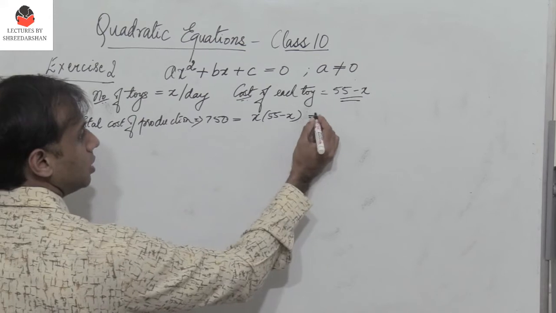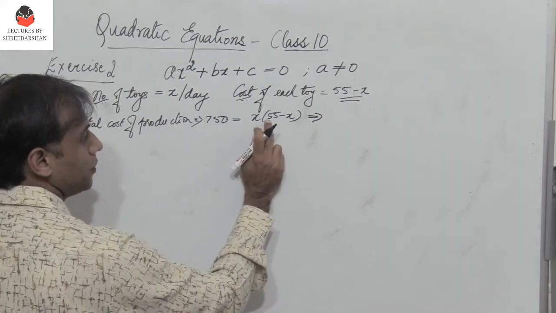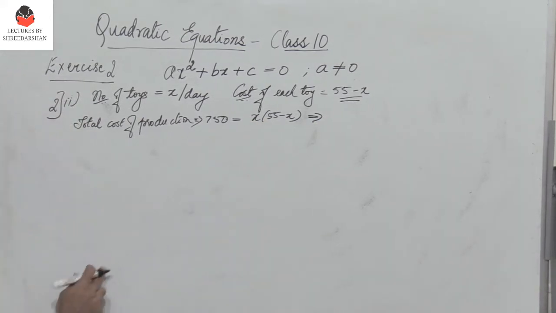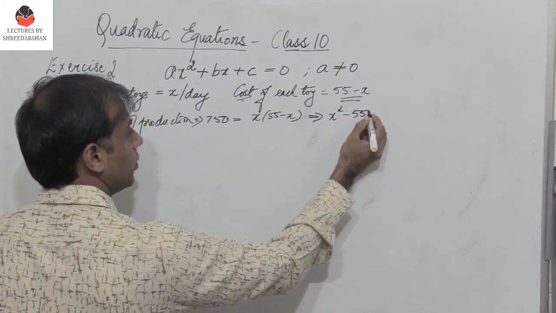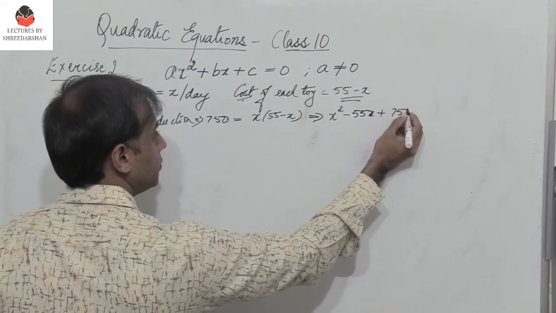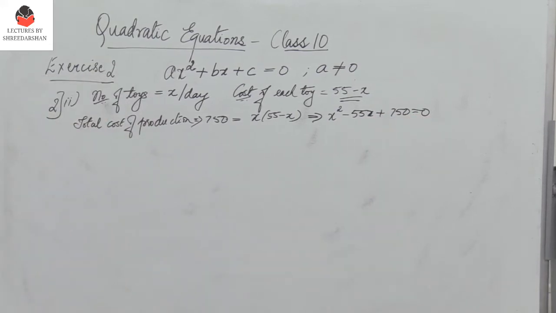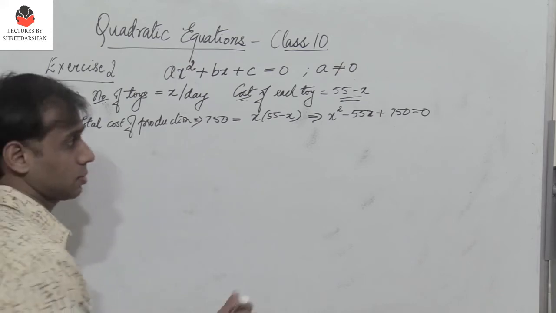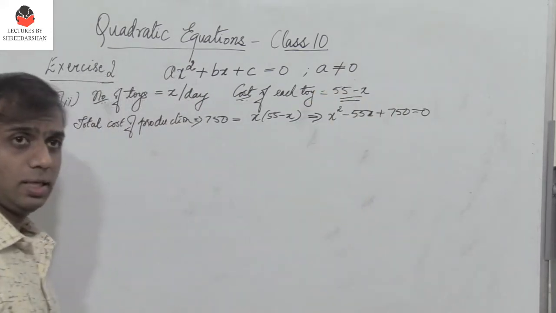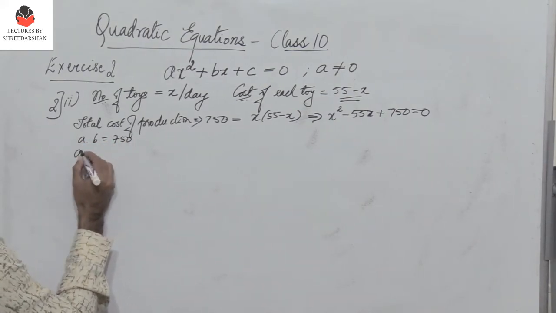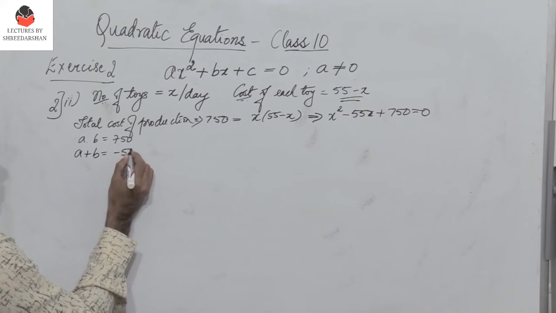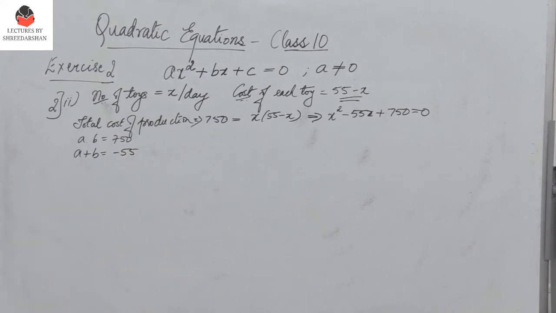So here we have 55x minus x square. If I take everything to LHS, I get x square minus 55x plus 750 equal to 0. Alright, so you have x square minus 55x plus 750 equal to 0. Again we need to find a and b. Now a into b is 750, a plus b is minus 55. So how do I find a and b is the question.